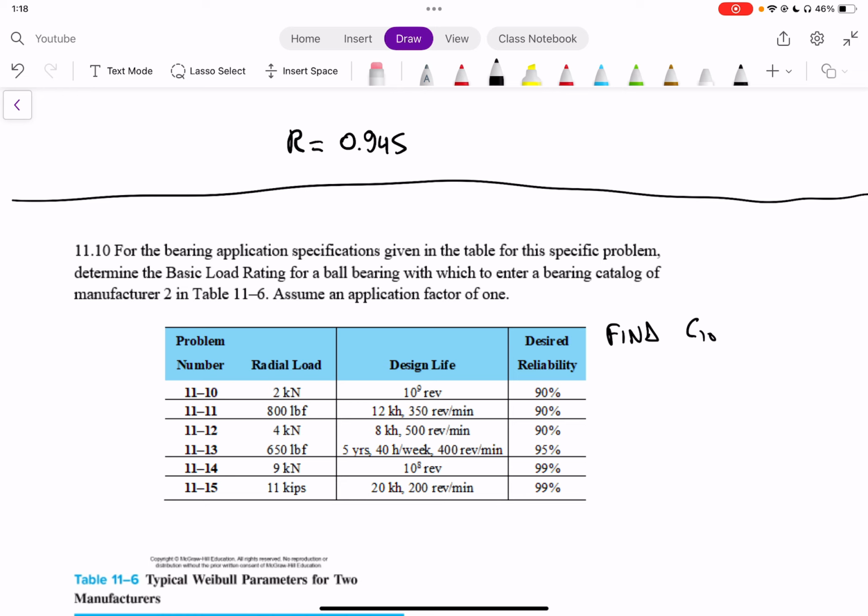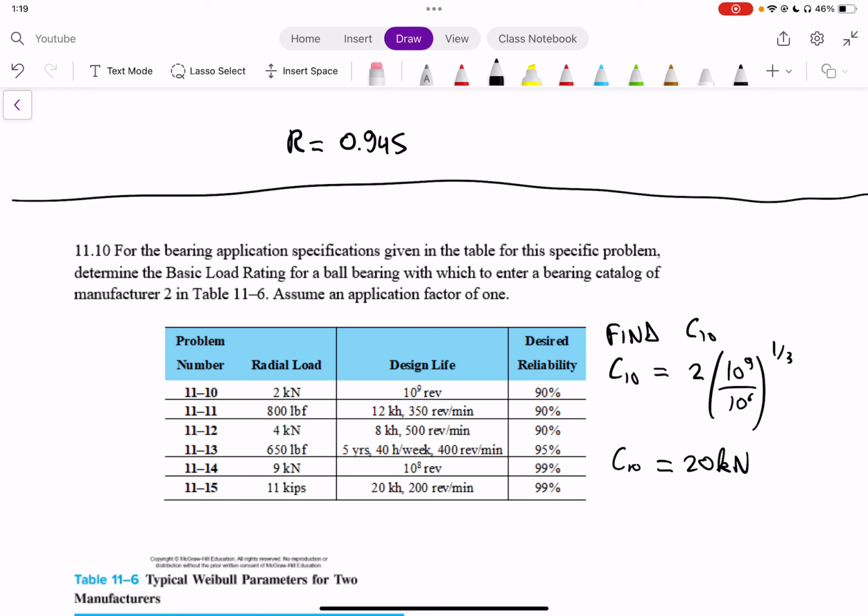So what we can do is go to our equation to find C10, and since we have a reliability of 90%, we can use a simplified equation, the first equation within our formula sheet. And we know the application factor is 1, so we would just have 2 times 10 to the 9 over 10 to the 6, all to the power of 1/3 because we have a ball bearing. And our C10 would therefore be equal to 20 kilonewtons based on our problem.